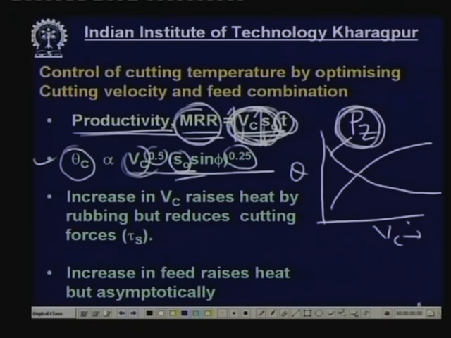So, here we find that increase in velocity has two effects. One, it raises the temperature, and it also helps to reduce the temperature, both ways. So, we have to find out the total effect.